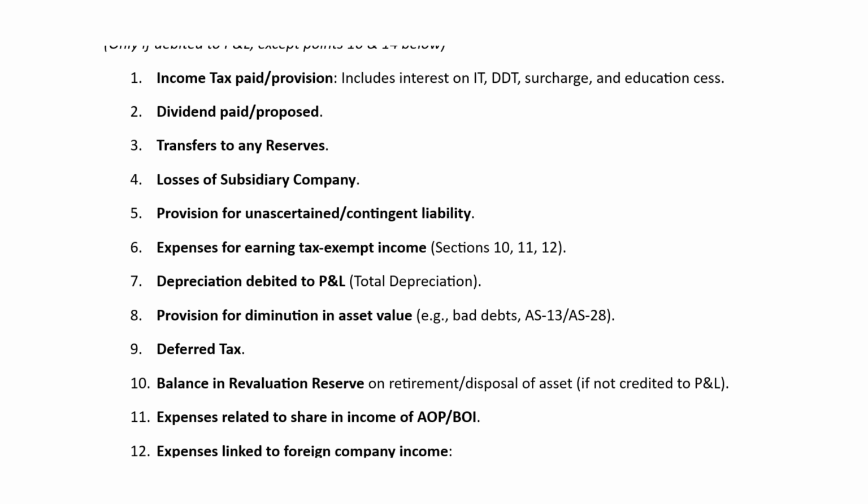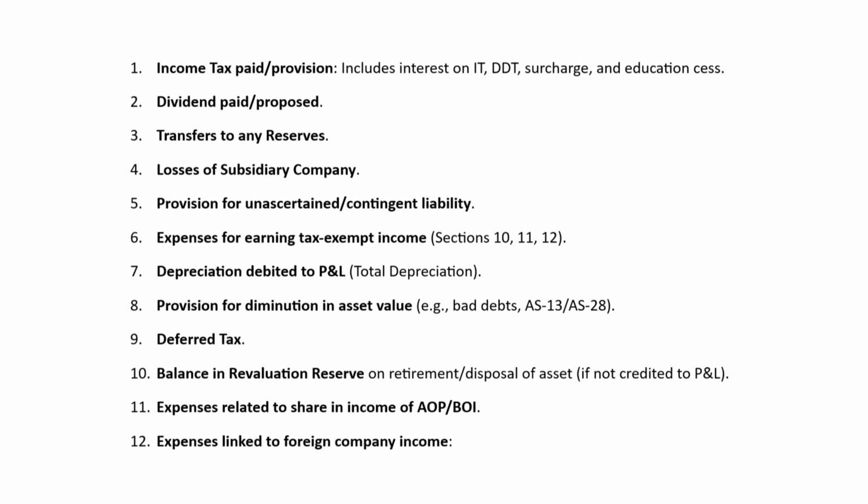Point number 1 is income tax paid and provision, including interest on IT, DDT, surcharge and education cess. Second is dividend paid and proposed. Third is transfer to any reserve, you have to add back. Losses of any subsidiary company, you have to add back. Provision for uncertain contingent liability, you have to add back. Expenses for earning tax exempt income under the following sections, you have to add back. Depreciation debited to P&L, you have to add back total depreciation. Provision for diminution in asset value, you have to add back. Deferred tax, you have to add back.